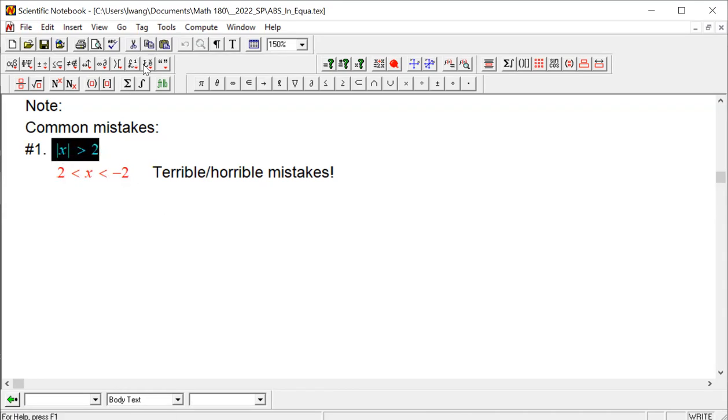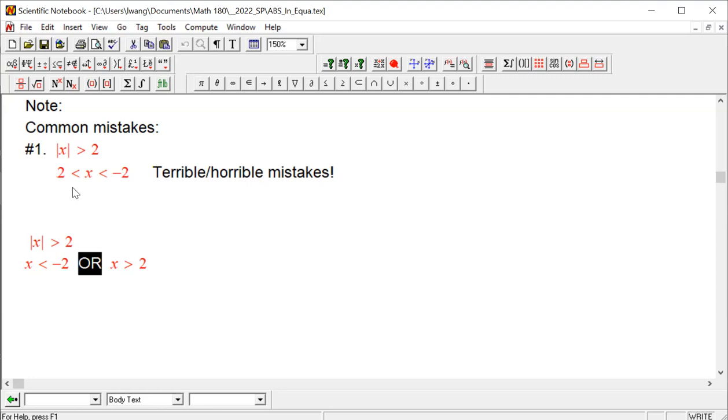Okay. In this case, the solution is or: x is less than -2 or x is larger than 2. They cannot be put in a chain. Whenever you put it in a chain like this, it has to be an and relationship, but we have an or. You guys have studied, we studied truth tables. We know about and, or, right? Big difference between and and or.